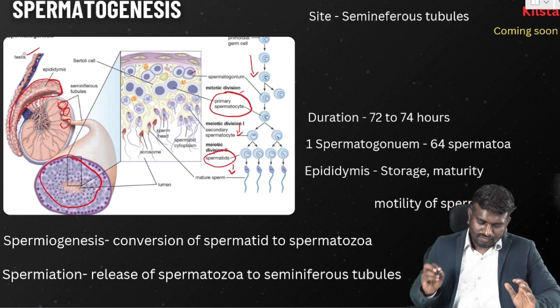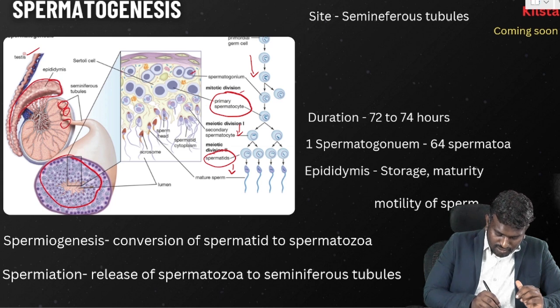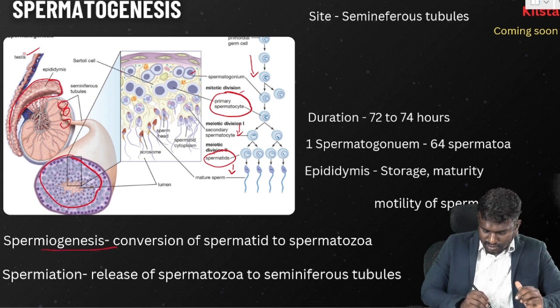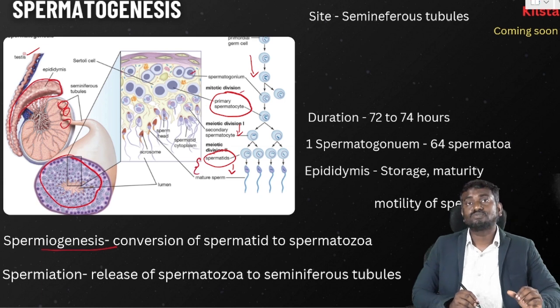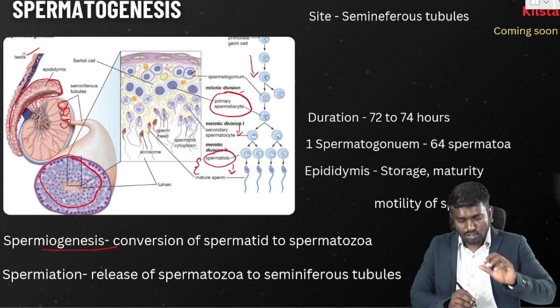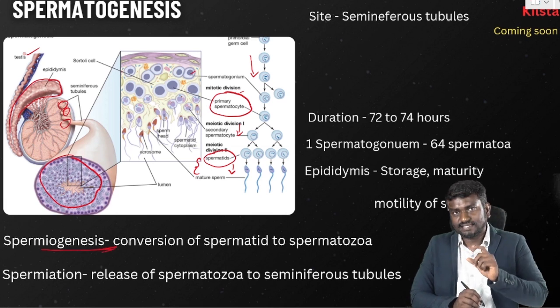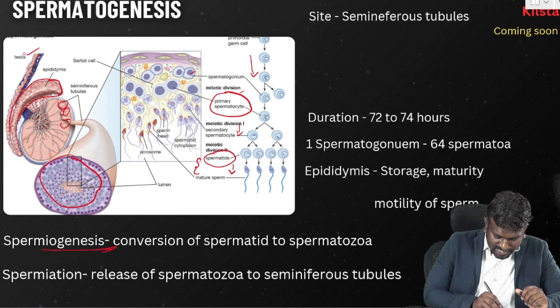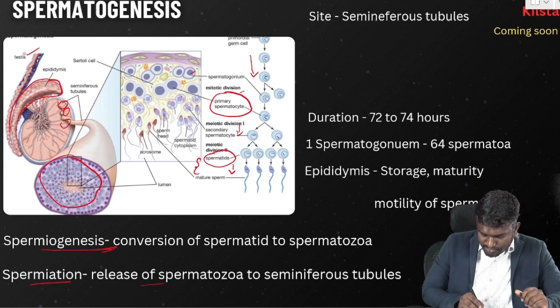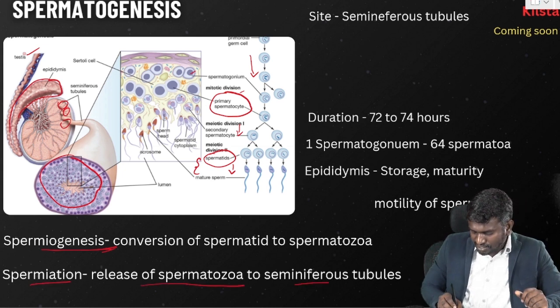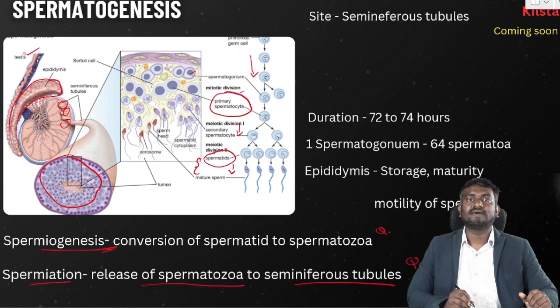Very good. Now look at the process here. The conversion of spermatids into mature sperm or spermatozoa is called what? Spermiogenesis. Good. Spermiation is the release of spermatozoa into the seminiferous tubule. Both the process names have to be remembered for the exam.